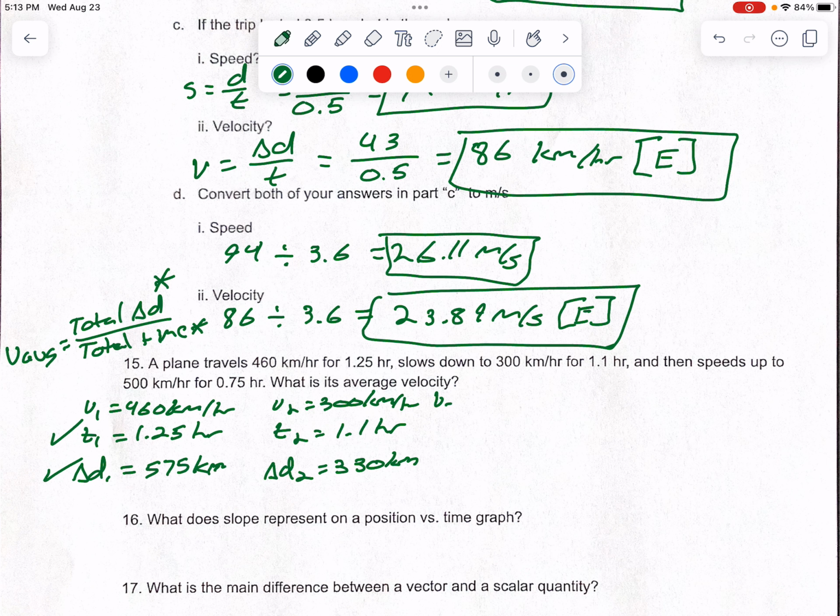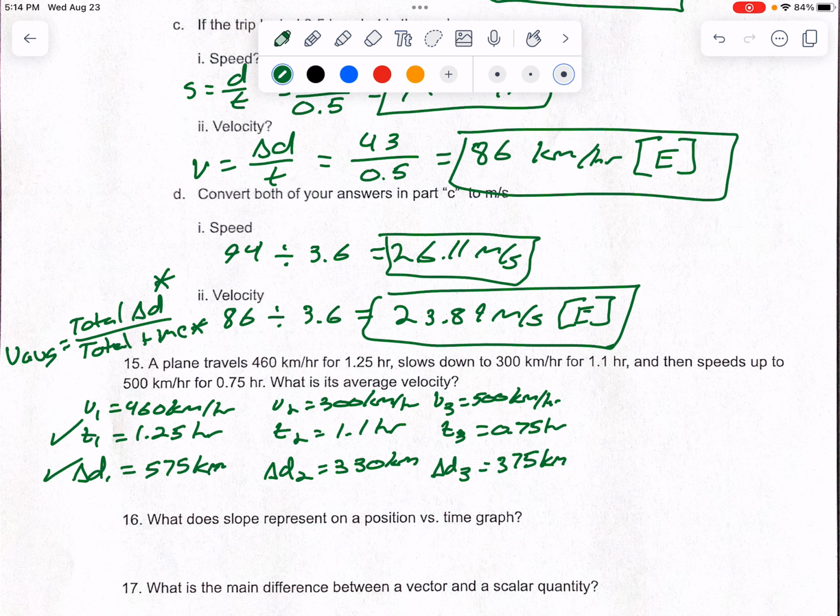And then I have velocity 3 is going to be 500 kilometers per hour. My T3 is going to be 0.75 hours. So I'm going to take that 500 times 0.75. Sorry about that. Displacement 3 is going to give you 375 kilometers.